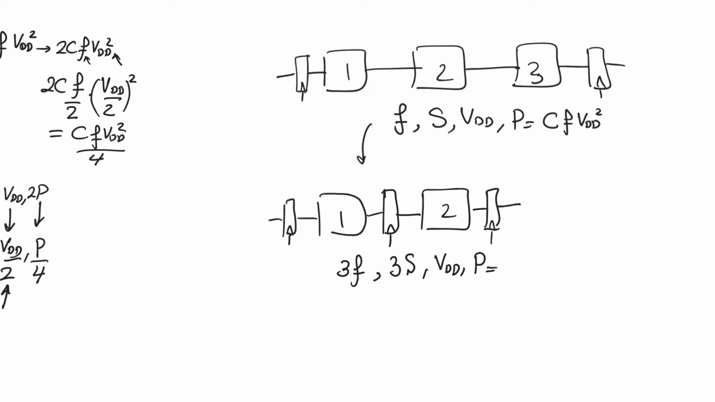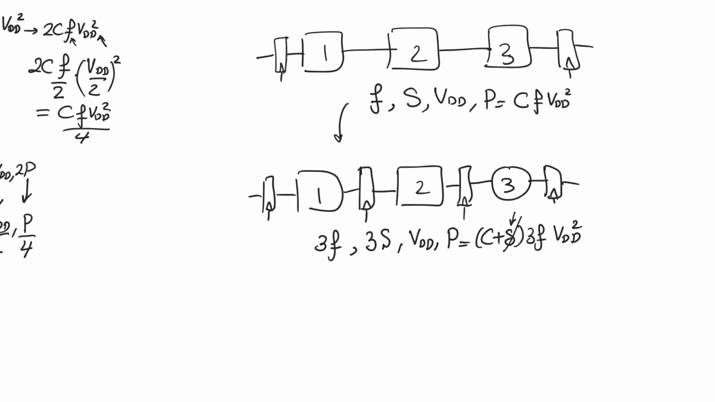So power is going to be C plus delta, where delta is the additional capacitance that we are switching because of the internal pipelining registers that we added, times 3F times VDD squared. We're going to ignore this delta for now, it's not a big deal. Let's assume that we are not interested in operating this circuit at 3S. We just want the original throughput of S out of the circuit. That means that we can reduce the operating frequency down to F from 3F, which means we can reduce the power supply from VDD to VDD over 3.